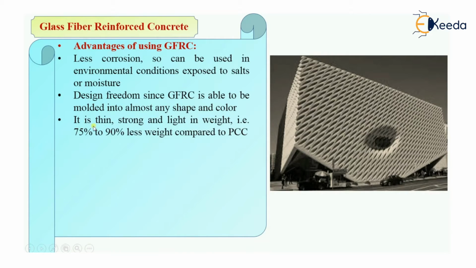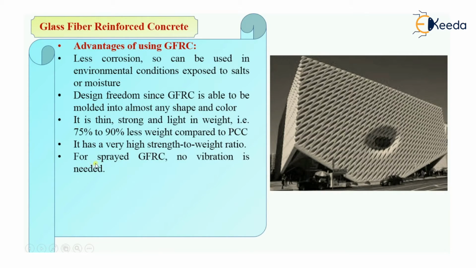Then it is very thin, strong and light in weight. That is, it will have 75% to 90% less weight compared to plain cement concrete. So it is very light in weight, and it is also very strong. Therefore it will have a high strength to weight ratio. It means its strength is very high and its self weight is very low, so it will have a high strength to weight ratio.